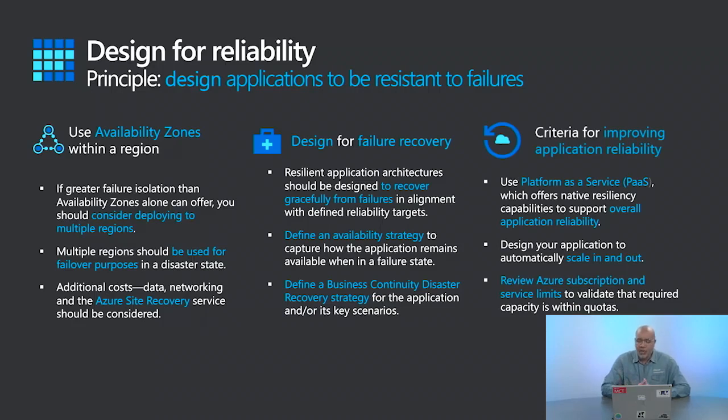And then coming up with your criteria for improving application reliability. One of the first things you can do is use a PaaS service. Use a platform as a service offering that has native resiliency capabilities built in to support your application reliability. You also want to design your application to automatically scale, or what we refer to as auto scale, in response to certain conditions in your application. You can do this with Azure Monitor, auto scaling, and load balancing. And again, you want to review your Azure subscription and service limits to validate that required capacity is within quotas. You don't want to bump up against a limit that causes an issue in the operation of your application.